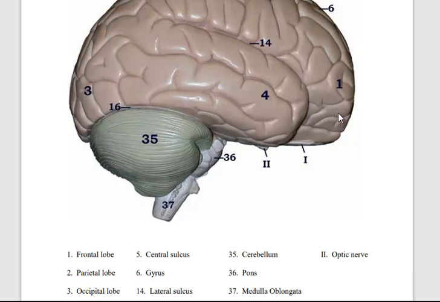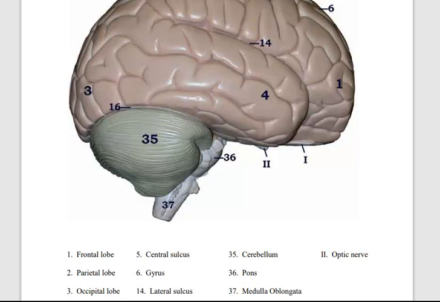The lateral sulcus runs right there. So if it goes down and makes a little valley, it's called a sulcus, and if it sticks up and bulges, it's called a gyrus. So all of these are sticking out, and all of these are folds.